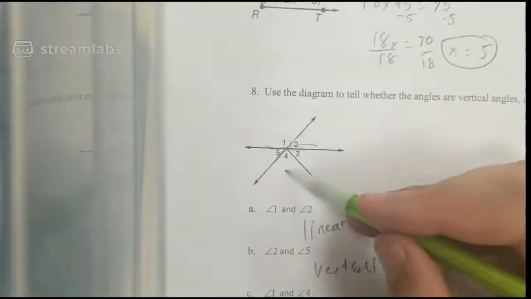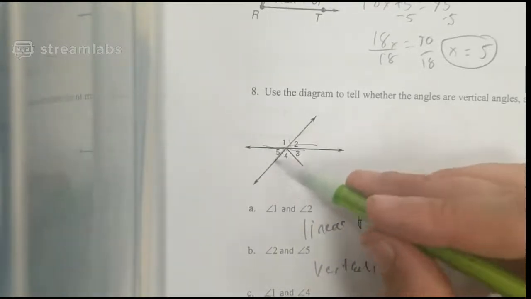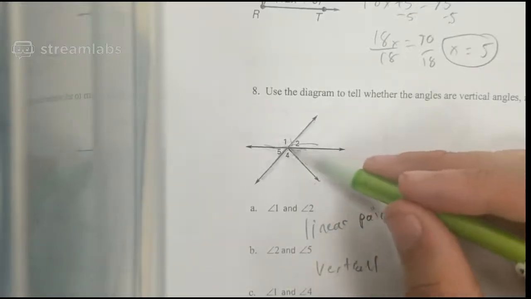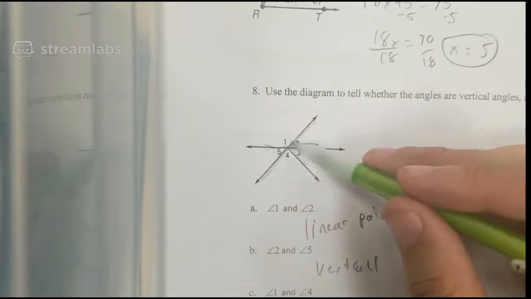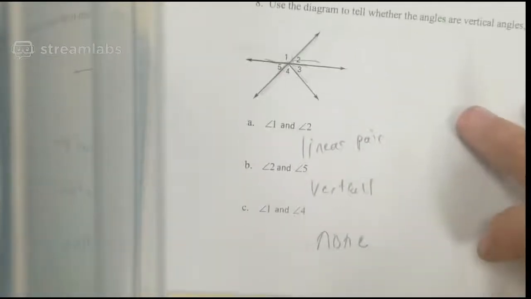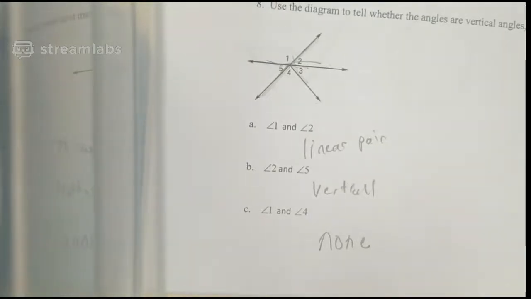And then 1 and 4. So this is a bigger one. This shares an opposite ray, but they don't share a side, so they're not linear, and they don't share two opposite rays. So because of that, it's neither or none. It doesn't matter which answer you put. Or none of the above, if it was multiple choice, that's how it would look. All right, next one.